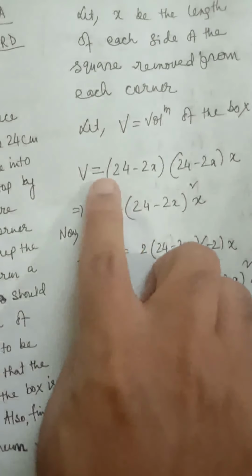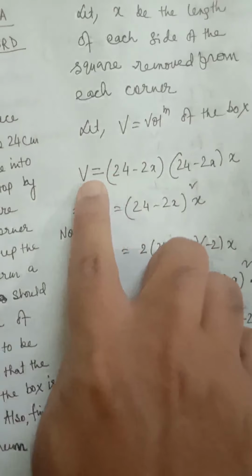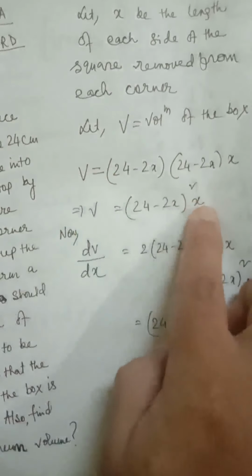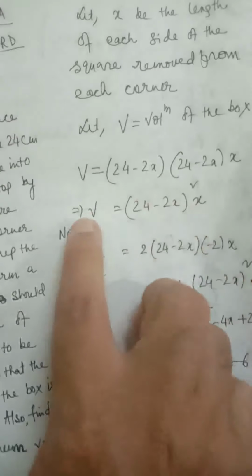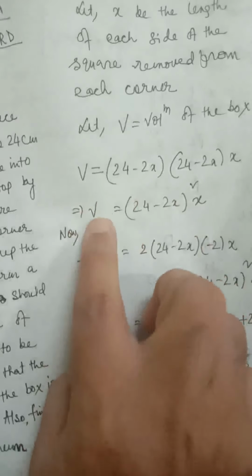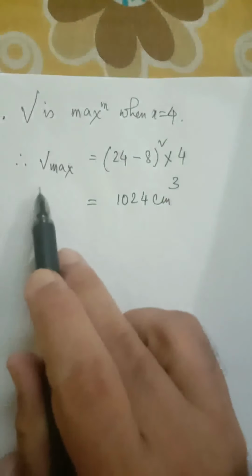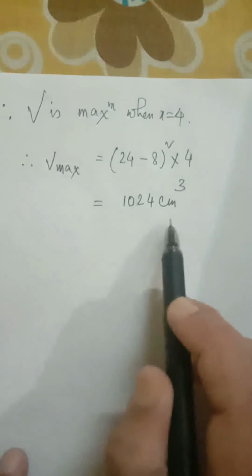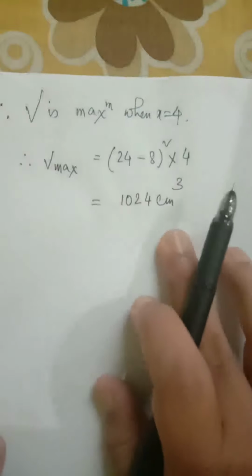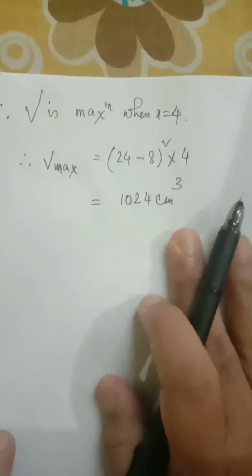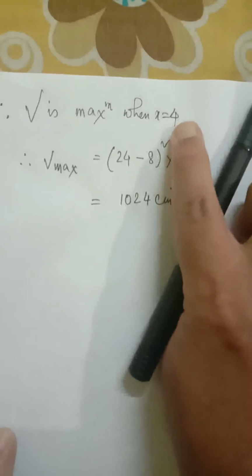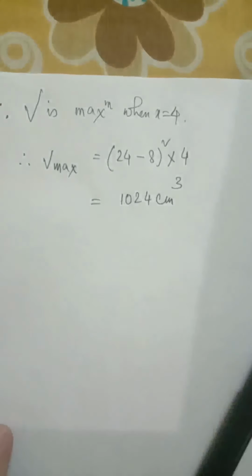And what is the maximum volume? This is the volume of the box, and the volume will be maximum when x equals 4. So putting x equal to 4 here, we get the maximum value of V as 1024 centimeter cube. So this is the maximum volume of the box. With x equal to 4, the length of each side of the square to be removed is 4 centimeter, and the maximum volume is 1024 centimeter cube.